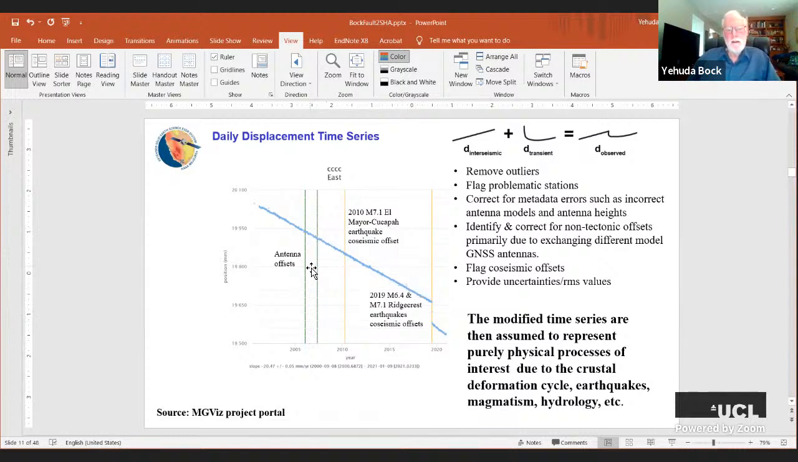All right, in this slide, there are two spurious offsets due to antenna changes. You can't see them because the series is detrended and they've already been fixed. We have two earthquakes: the 2010 earthquake, which at this scale doesn't really show an offset, but you have this large offset here during the Ridge Crest earthquakes in 2019. This station is very close to the epicenter of that quake.